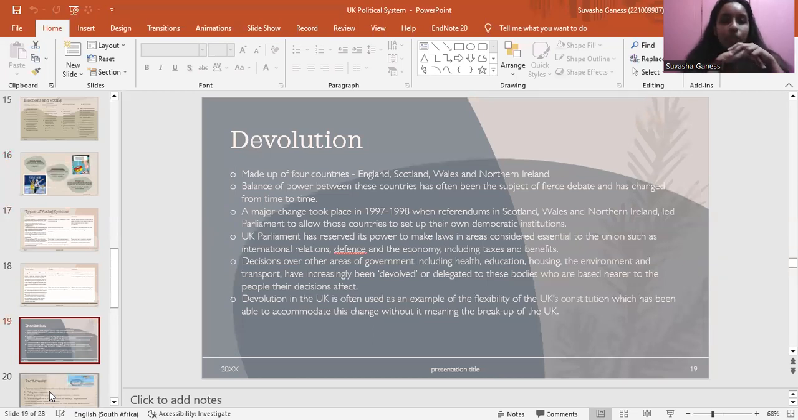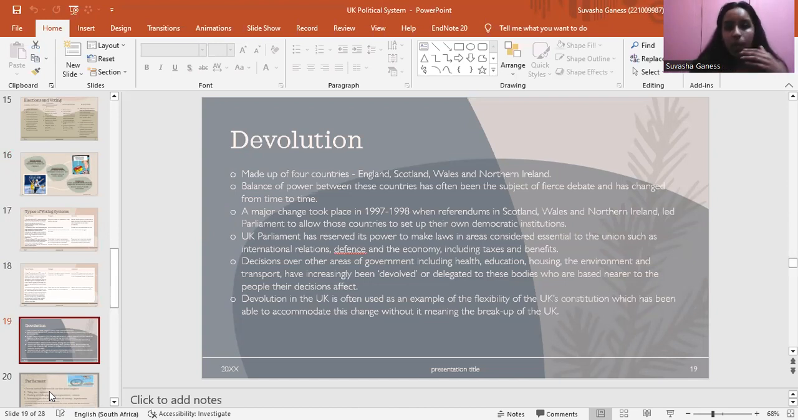Then next we're looking at devolution. So devolution is made up of 4 countries, which are England, Scotland, Wales, and Northern Ireland. The balance of power between these countries has often been a subject of fierce debate and has changed from time to time. A major change took place in 1997 and 1998 when referendums in Scotland, Wales, and Northern Ireland led Parliament to allow those countries to set up their own democratic institutions, right? So this is when it occurred, when they separated. When they weren't all governed by one law, they were able to establish their own democratic institutions.